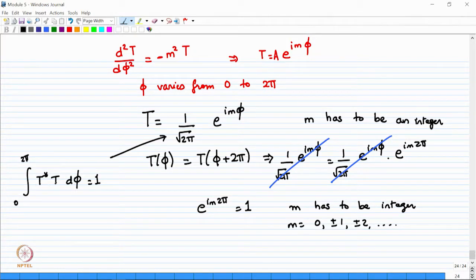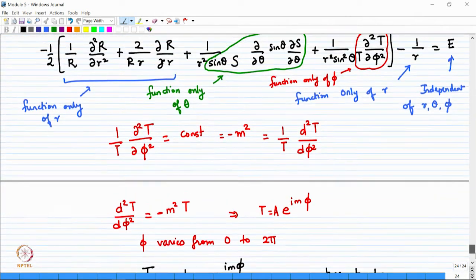Okay, so t star t equal to 1. Therefore now t star is just e to the i m phi. And you can clearly see that this a has to be equal to 1 by root 2 pi. So this completes the solution for phi.